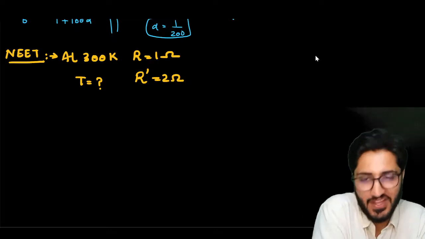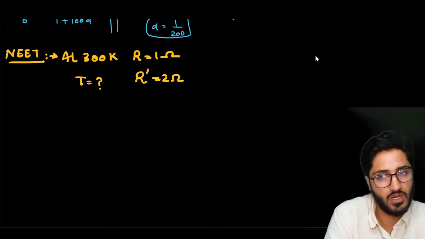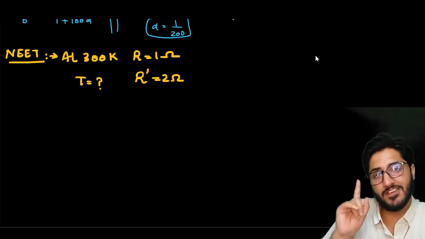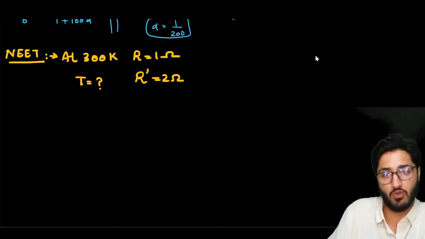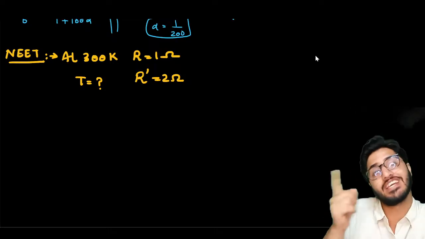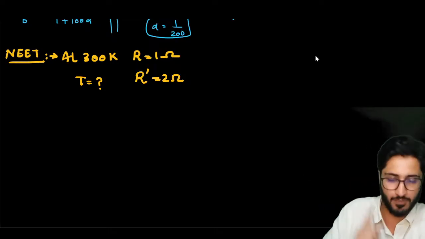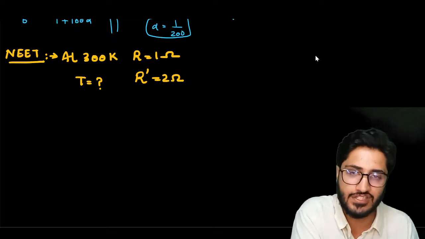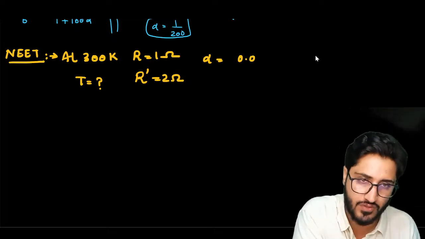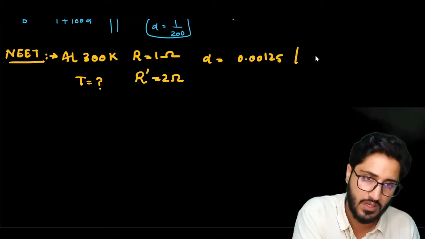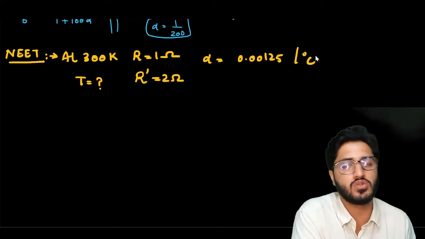Its resistance will become 2 ohm. Look, temperature is in Kelvins, but if we want to apply the formula, we need to change the Kelvin into degree centigrade. Then only we can use the formula. Okay, sir, how can we get it? Alpha is also given. Alpha is 0.00125 per degree centigrade.